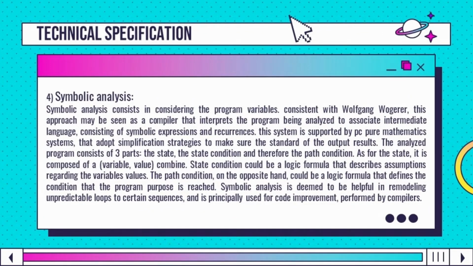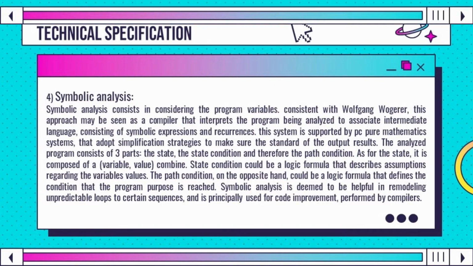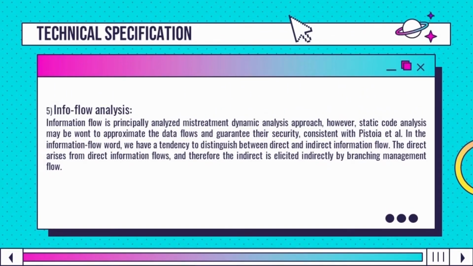symbolic analysis, consists in considering the program variables. According to Wolfgang Wogerer, the approach can be seen as a compiler that interprets the program being analyzed into an intermediate language, consisting of symbolic expressions and recurrences. This system is supported by a computer algebra system that adopts simplification strategies to ensure the quality of the output result. The last one is information flow analysis.